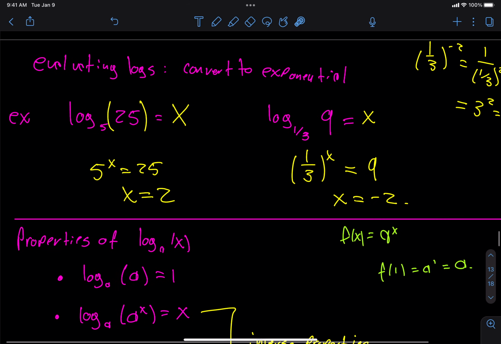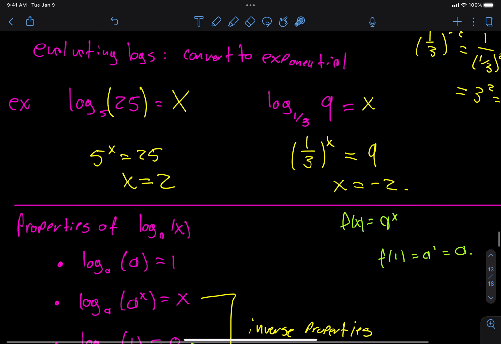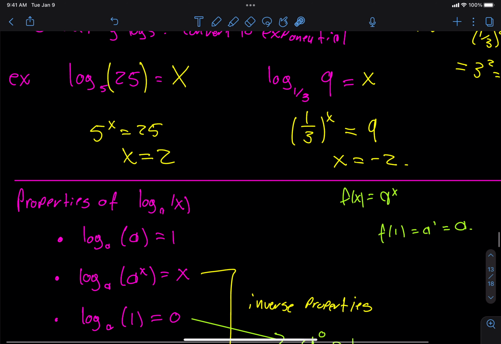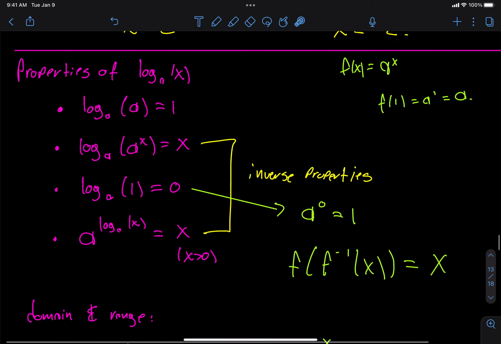Okay, if not, then we're going to be relegated to using our calculators, which we're going to talk about later, how we do that. Because you're going to notice that there's no log 5 button. There's no log 1/3 button. Okay, but we're going to see later how that's not a problem.